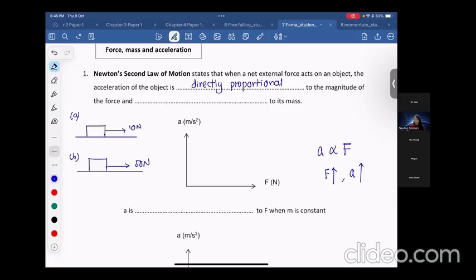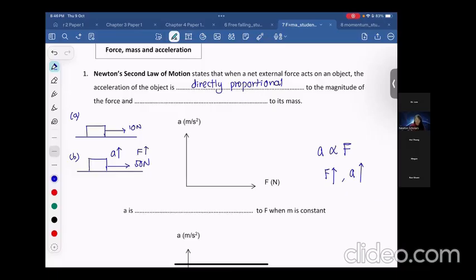Licious, what do you think? B, because there is more force, yes. Okay, it should be 50 Newton. If with 50 Newton we push harder, this one will accelerate, with higher acceleration. So can you see that when the force increases, we can make the object speed up easily.